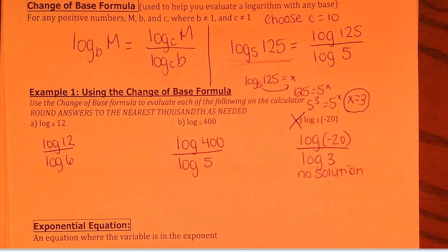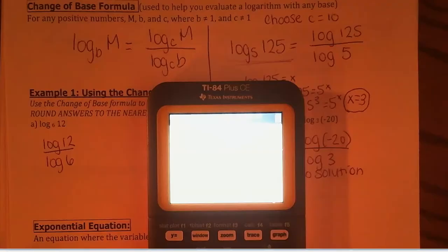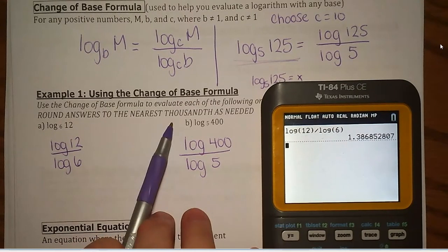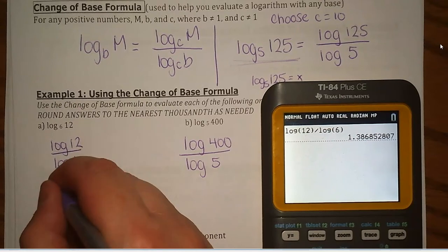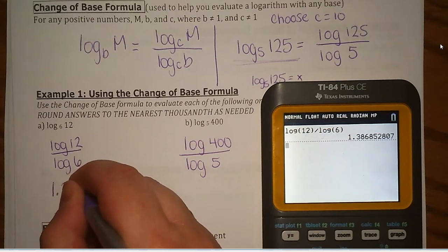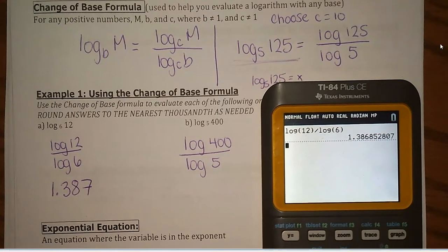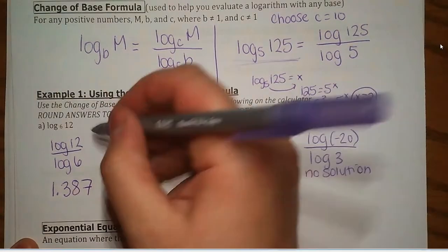So again, sorry, this is going to probably mess up the lighting on the calculator. These are going to be kind of nasty numbers. Okay, sorry about that, guys. I'm trying to adjust these lights so you can see. So I'm going to do the log of 12, close the parentheses, divided by the log of 6. Okay, so this is going to ask you to round to the nearest thousandth. That's 3 decimal places. So I'd say 1.387.